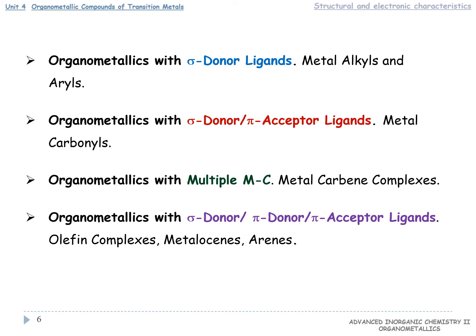Organometallics with sigma donor ligands, metal alkyls and aryls; organometallics with sigma donor pi acceptor ligands, such as metal carbonyls; organometallics with multiple metal carbon bonds, for example, metal carbene complexes; organometallics with pi donor pi acceptor ligands, such as olefin complexes, metallocenes, arenes. These hybrid, usually partially occupied orbitals can interact with bonding and antibonding pi orbitals of unsaturated organic molecules, both donating and accepting electron density.